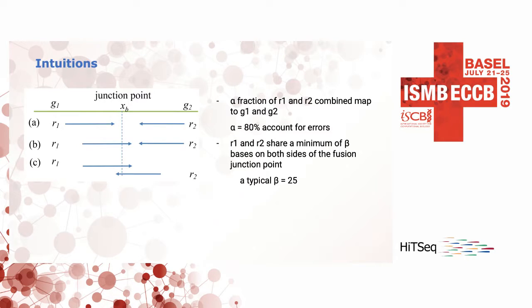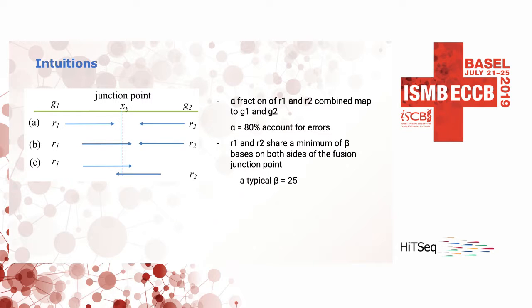This translates mathematically to two problems. One is you expect an alpha fraction of R1 and R2 combined to map to G1 and G2. To account for sequencing errors, we typically choose this alpha to be less than 100%.